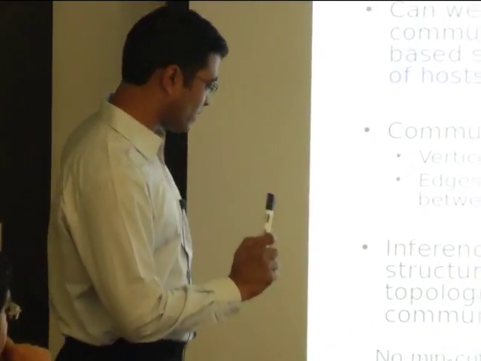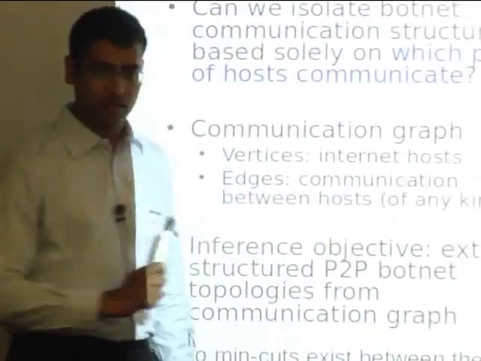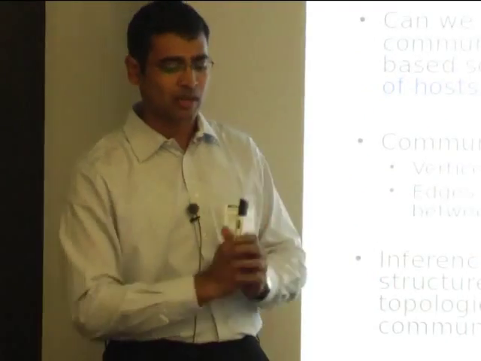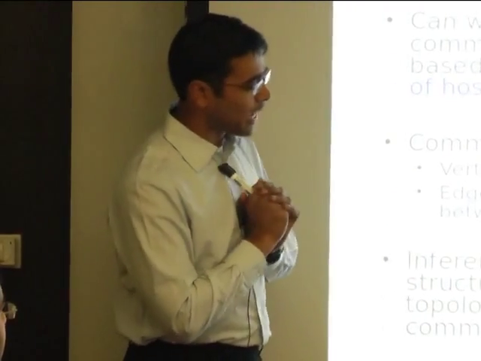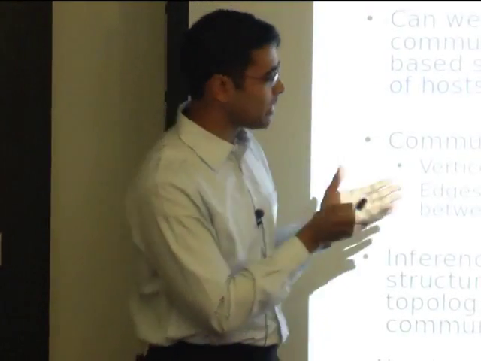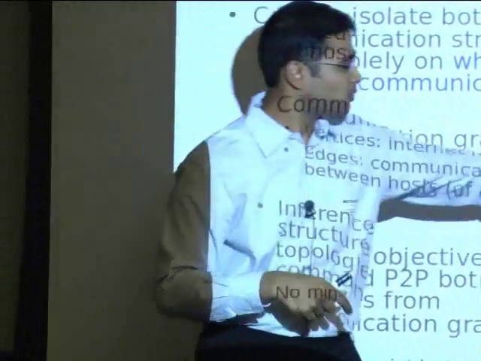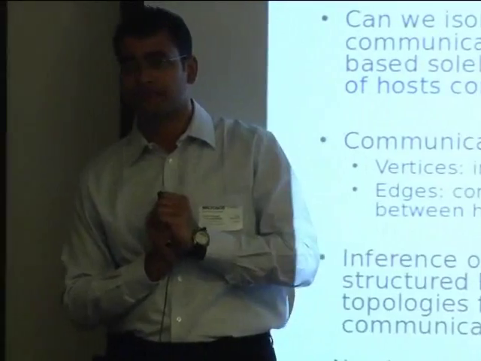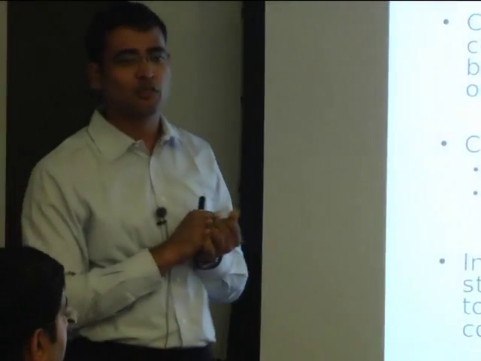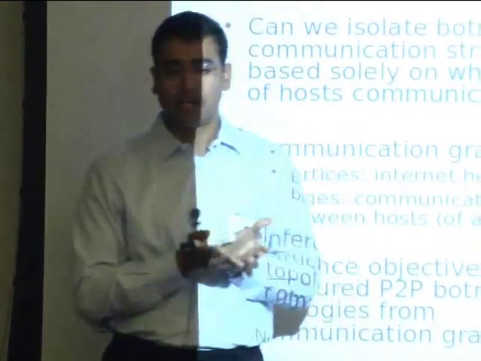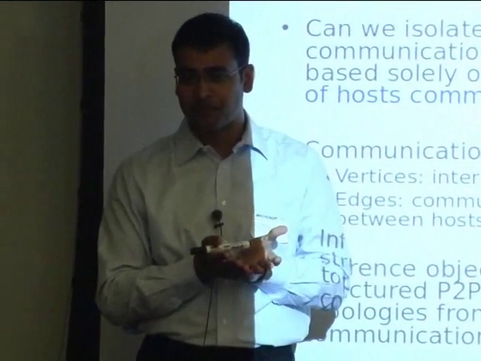The important point, though, is there's no min cut existing between the partitions. You've got hosts which are talking to Google and talking to Hotmail, and the same hosts are also infected by bots. Anywhere between 10 to 25% of the network's edges may be between bot nodes and non-bot nodes. Bot nodes also support. When you say bot nodes, they're really just bot edges and non-bot edges.